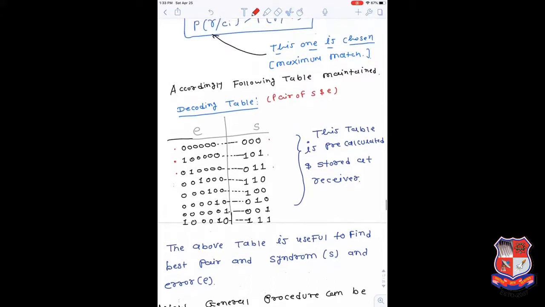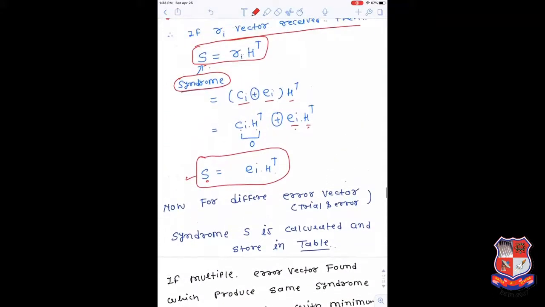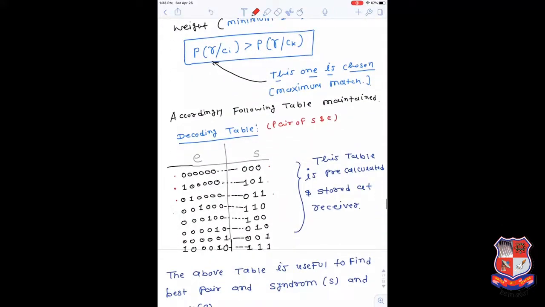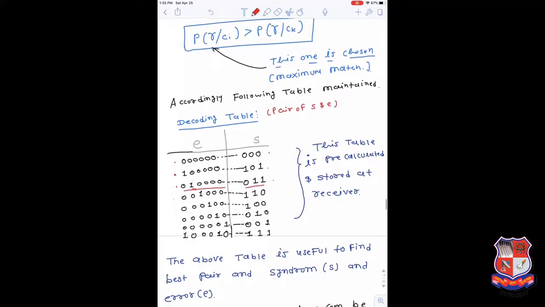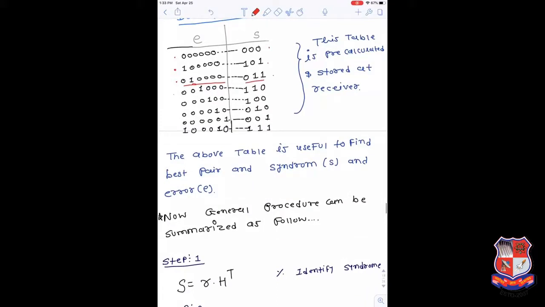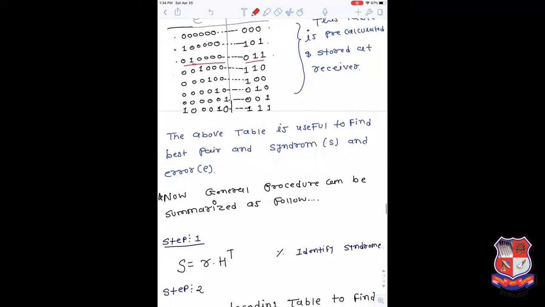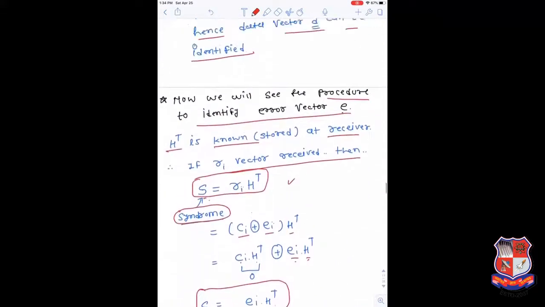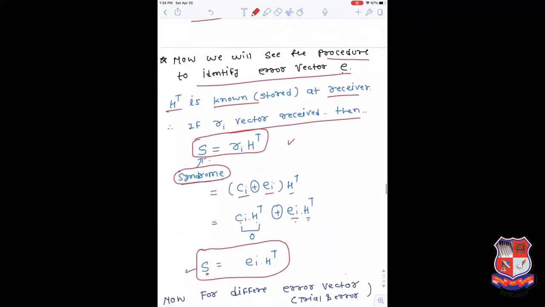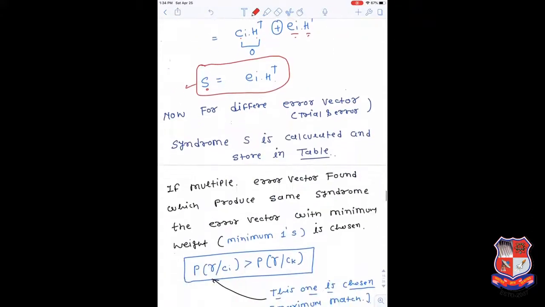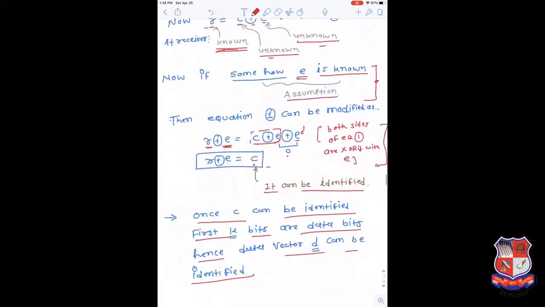This one is already pre-calculated, and this pre-calculated table is already stored in the receiver. So we look back to the table for whatever value of S we have obtained here, and find the particular entry of the syndrome. Then we find the error corresponding to it: 0 1 0 0 0. This error is finally considered as the actual error between transmitter and receiver propagation, and it is XORed with our received vector, and then we get the code vector C. So this is the whole procedure.